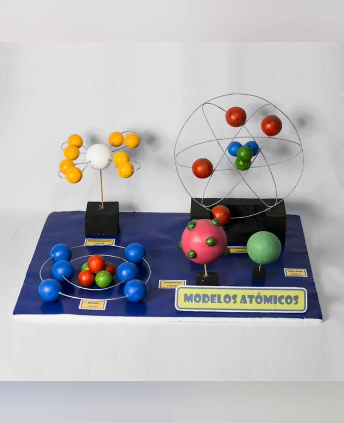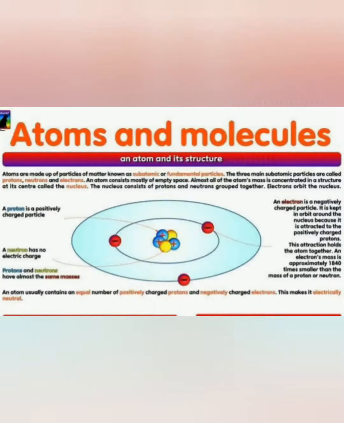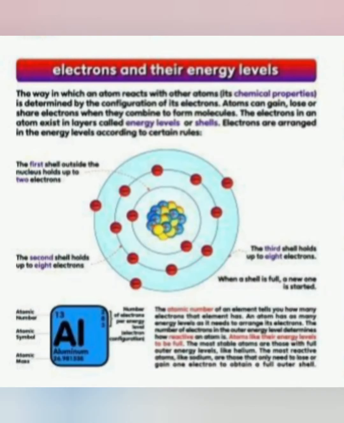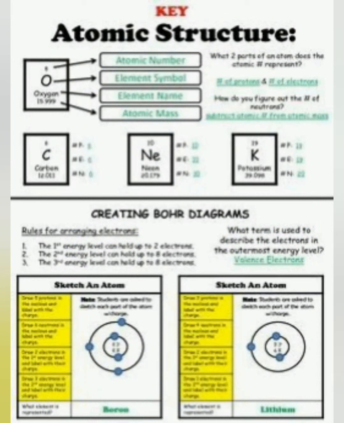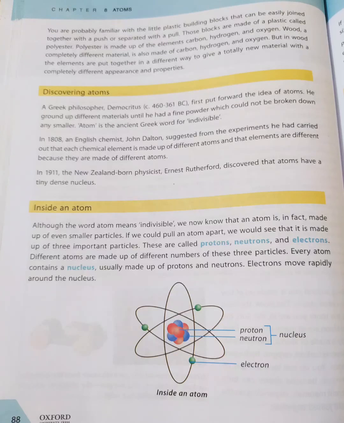This is the atoms and molecules. Atom is made up of neutron, proton and electrons. Electrons are outside the nucleus, and in nucleus proton and neutrons are found. You can see here the pictorial representation is shown. At page number 88 it is also told how the atom was discovered and how we show atom, what is inside atom. At the bottom, Bohr model is shown, how atom is represented.